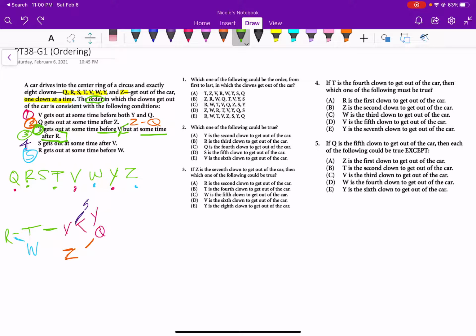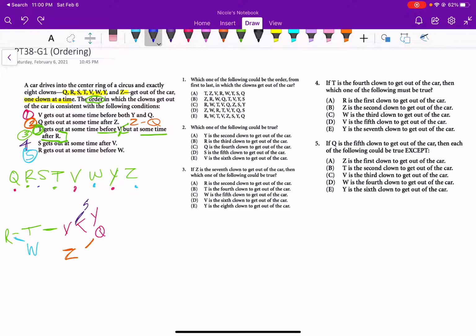The other thing that we want to pay attention to is, are there any floaters? So this means, are there any variables that there isn't a rule about? In our diagram we already have 1, 2, 3, 4, 5, 6, 7, 8. We have rules about all 8 variables. So there are no floaters in this game. They all at least have one rule about them. So now we can go ahead and dive into our questions.